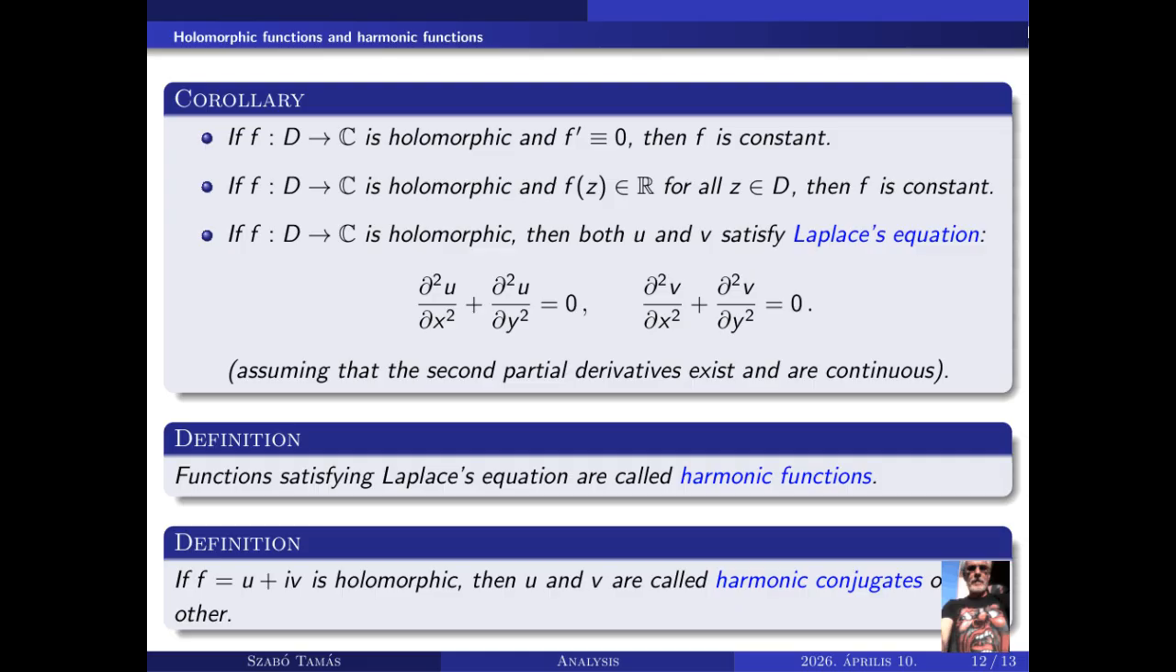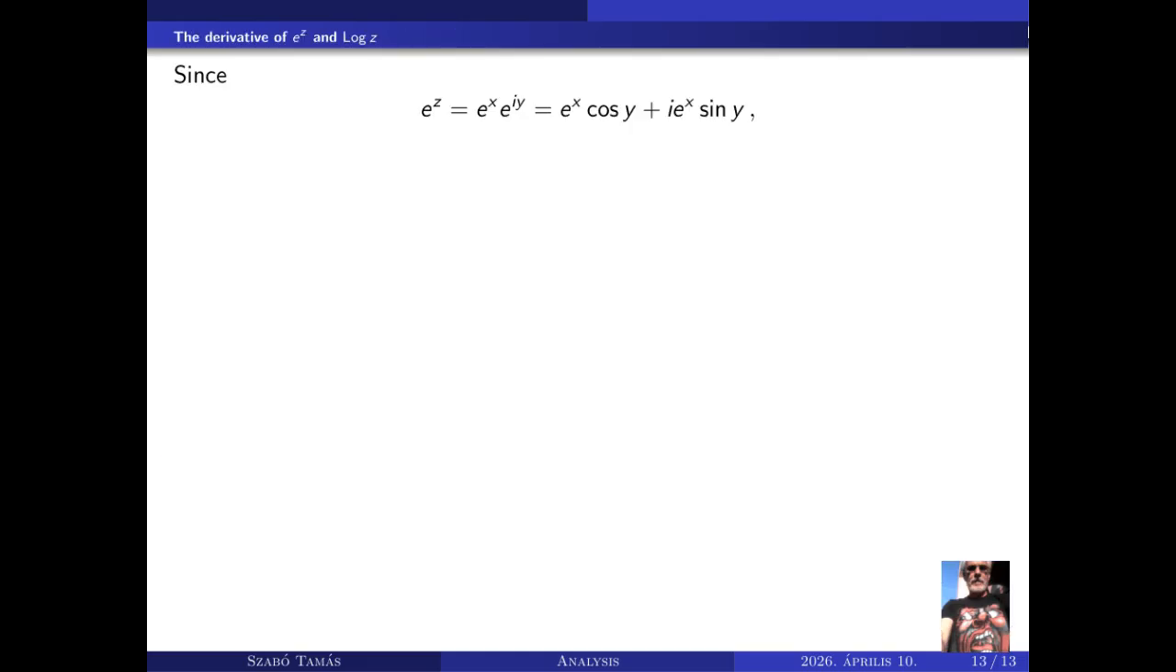If f = u + iv is holomorphic, then u and v are called harmonic conjugates of each other. The derivative of eᶻ and capital Log z. Since eᶻ = eˣ e^(iy) = eˣ cos y + i eˣ sin y, we have u = eˣ cos y and v = eˣ sin y.